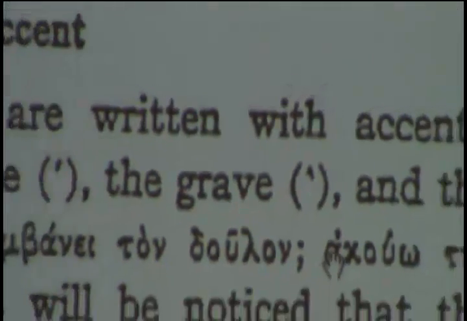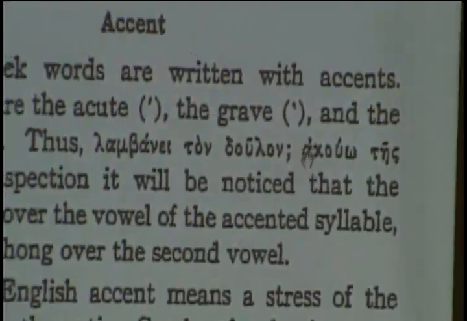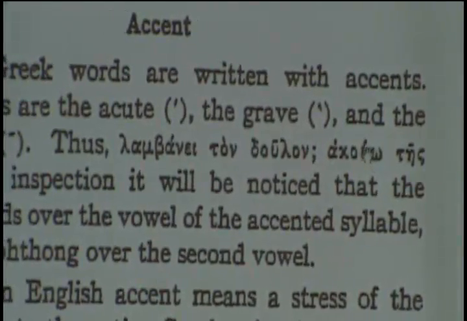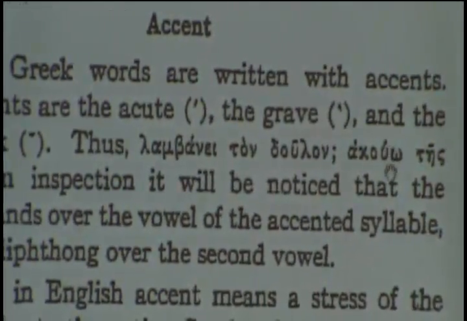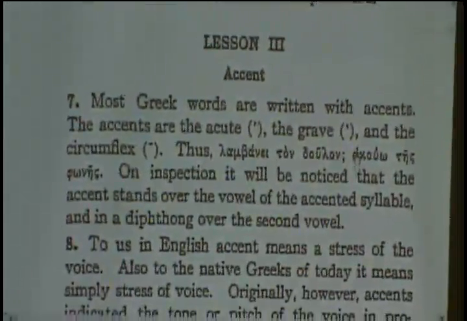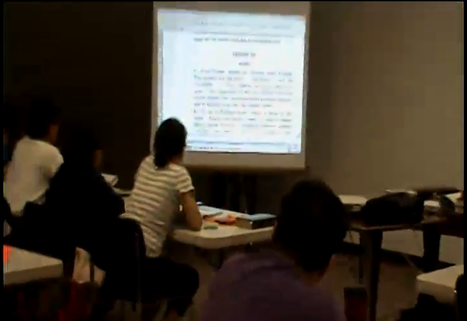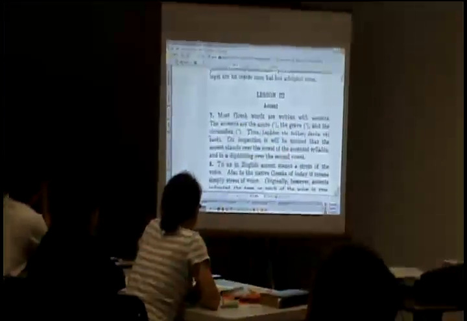So here's akuo. That's a grave. Akuo, that's an acute. See, that shows you where to accent. Remember, akuo is a smooth breathing mark. And taste, that's a circumflex. Then phones. Right, so these are the different accents in the Greek language.